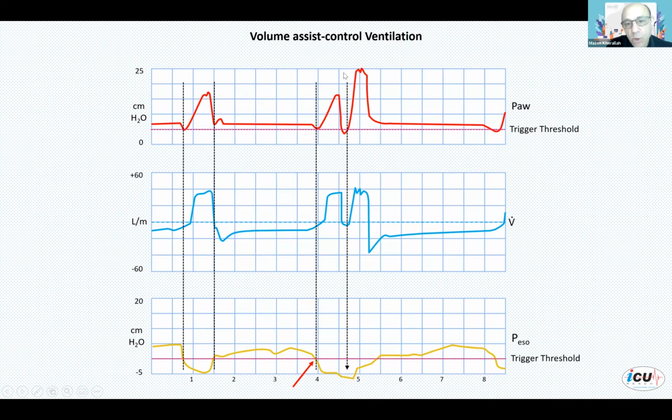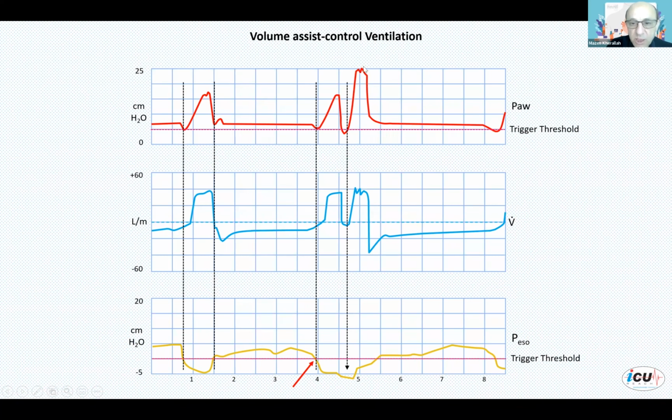And in fact, when inspiration ended, and this is the point of end of inspiration, probably early a little bit, the column needs to be moved to the left a little bit. When the ventilator finished inspiration, the patient did not finish inspiration yet. And you can see that the pressure was still negative, and in fact, it is below the trigger threshold. That, of course, triggered the ventilator again.